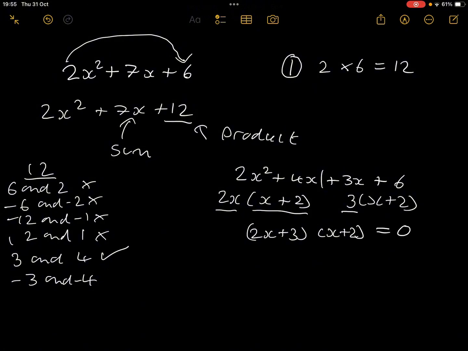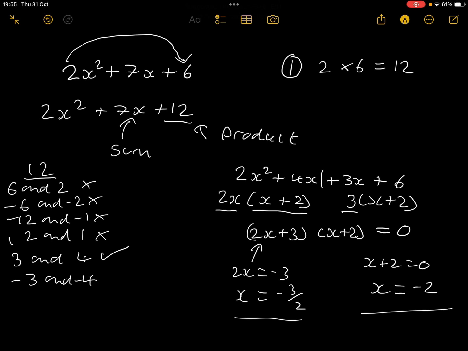We can now solve 2x plus 3. Due to this, we know that 2x equals minus 3, and that x must therefore equal minus 3 over 2, and x plus 2 equals 0, so x must equal minus 2. And there we have it, our two solutions, and you simply plot that on the graph the same way. It doesn't matter if there is a 2 in front of it, it does not make a difference.